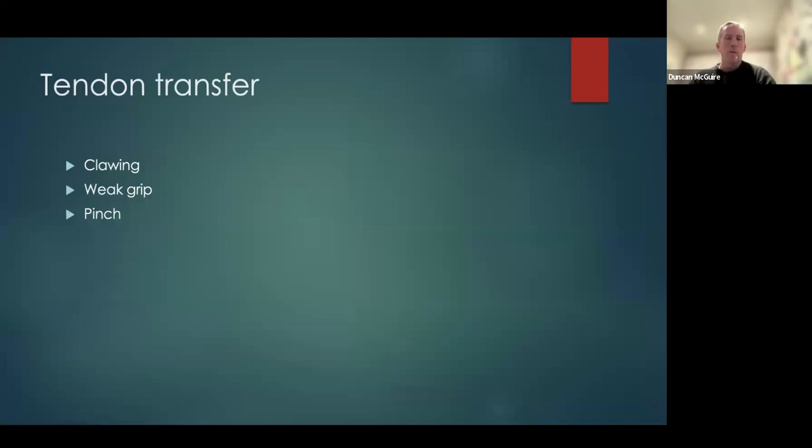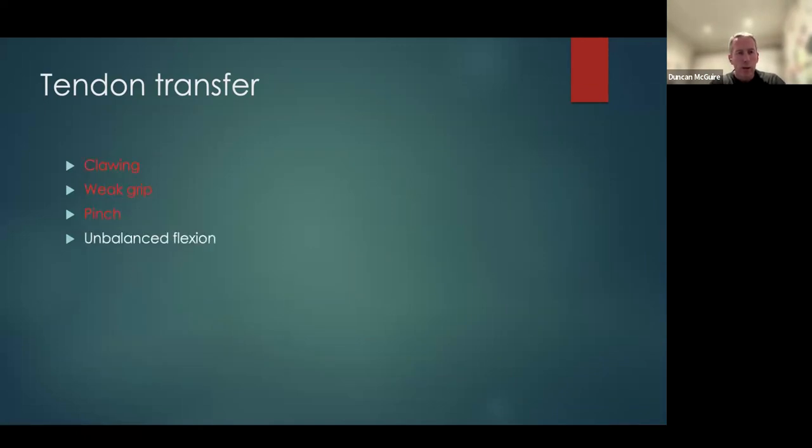Okay, so that's the compression neuropathies and the anatomy done. So we'll go through the reconstruction of the ulnar nerve quickly. And yeah, there's three things that you need to address in the ulnar nerve, and that's the claw, weak grip, and pinch strength.